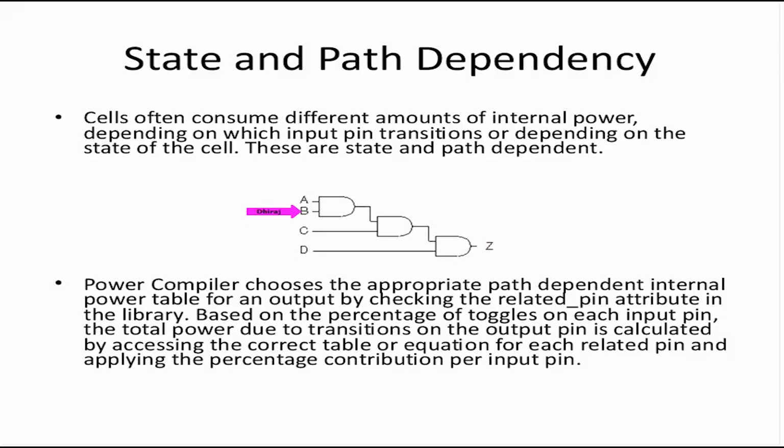So power compiler does not choose the worst power number. Now this is dependent on switching. Please note this kind of power is dependent on switching. Assume that power compiler knows how A, B, C and D are switching. So whenever D switches, it will take power with respect to D. When A switches, it will take the power number from the table for which the related pin is A, right? And so on. So it's always state and part dependent.